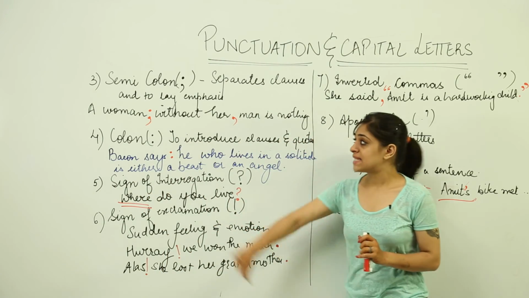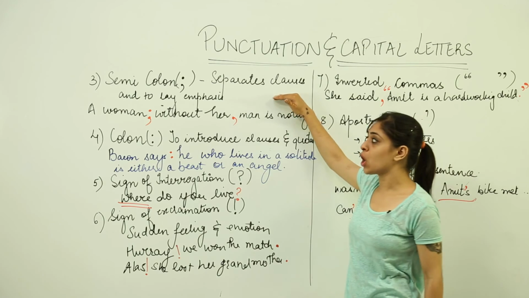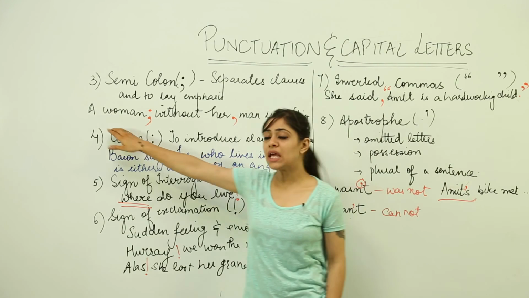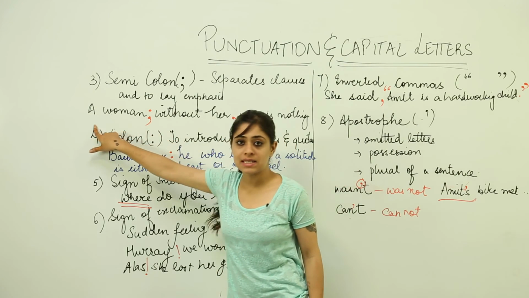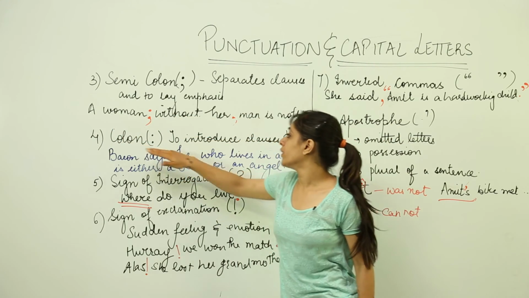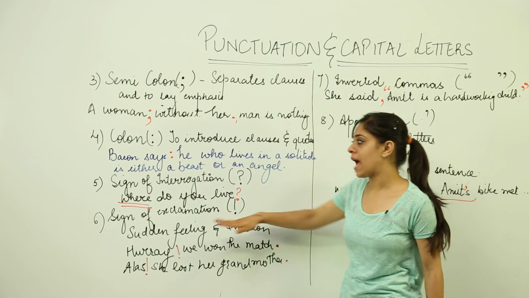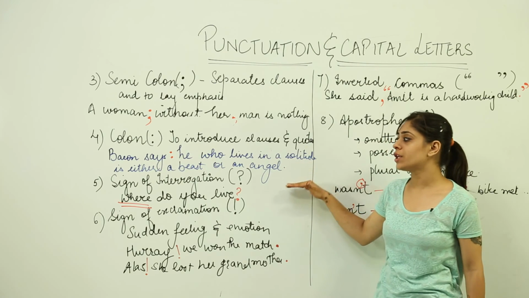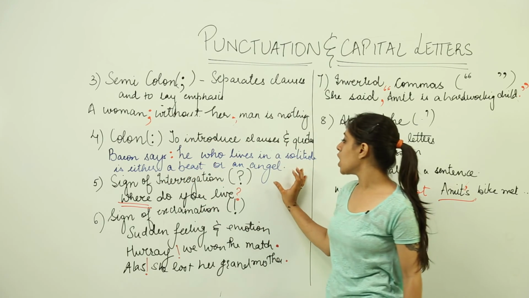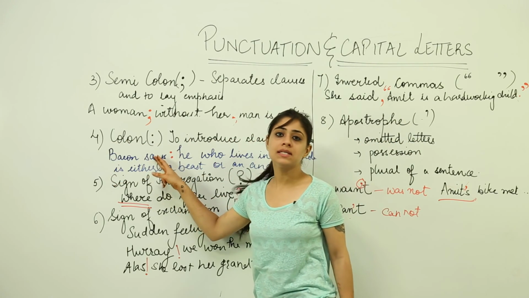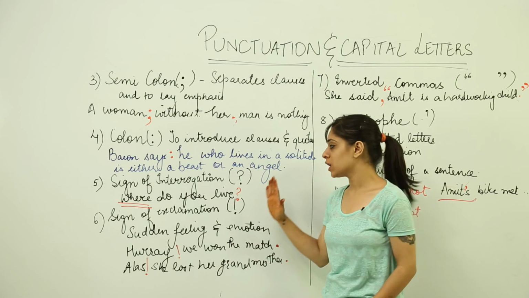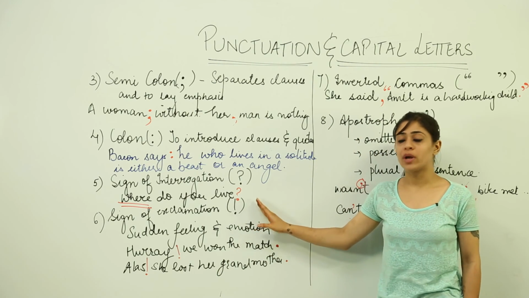Coming back, semicolon is generally used to separate clauses and to lay a lot of emphasis, like a woman without her man is nothing. So we are laying a lot of emphasis on this word, a woman, and separating the rest of the clause. Colon, it is used to introduce a clause or a quote, like Bacon says, he who lives in solitude is either a beast or an angel. Now we have introduced a clause, a quote, and this is the name of the person who is giving the quote, right? So sign of interrogation, very simple, used at the end of a sentence wherein we are asking or putting up questions.